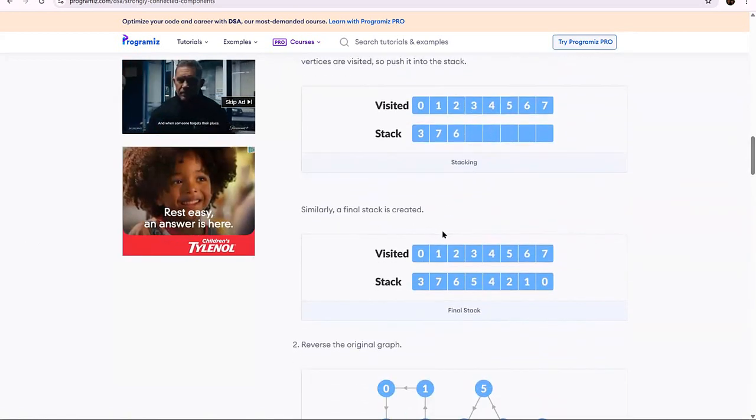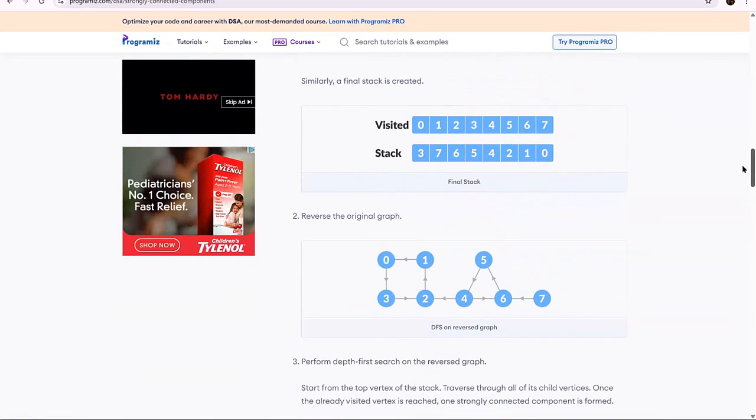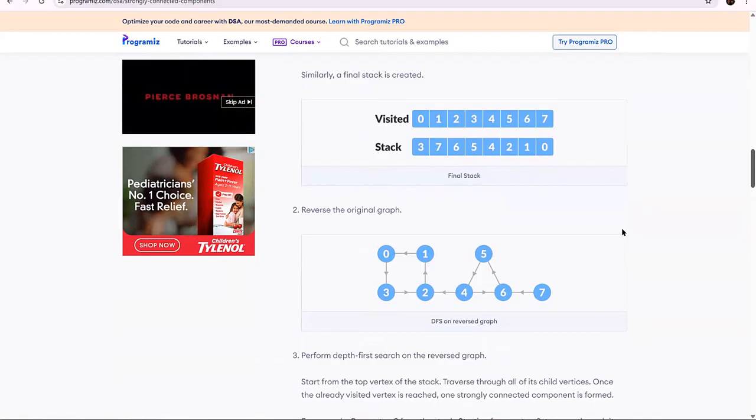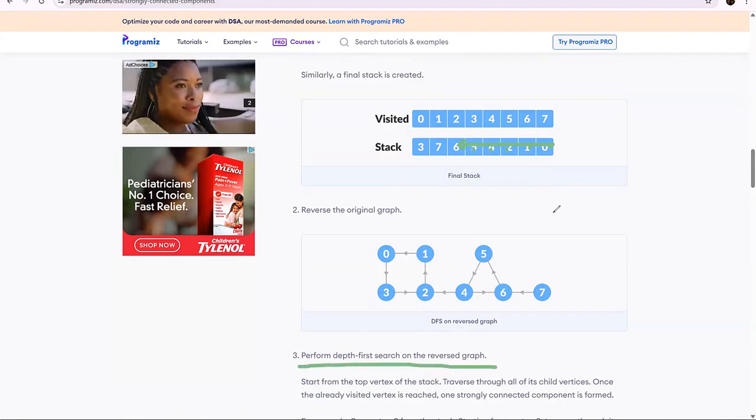Finally, once you have everything stacked, you will have something like this. Then you reverse the graph: 0, 1, 2, 4, 3. This is the reverse of this graph. Then you perform the depth-first search on your reverse graph.